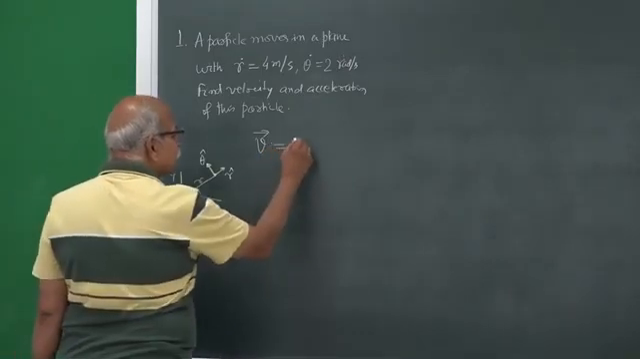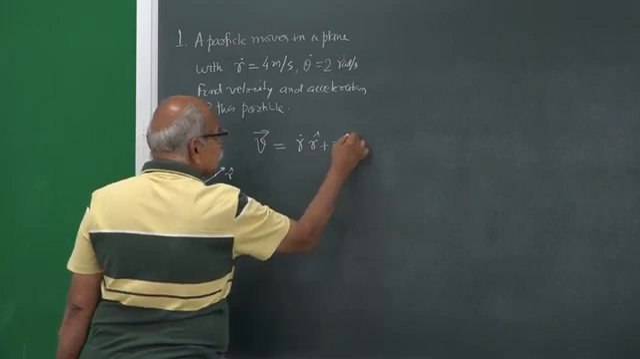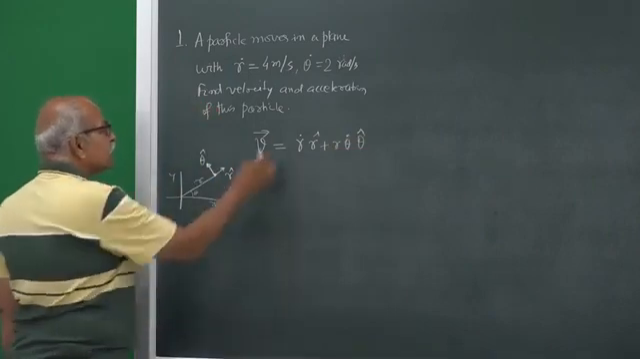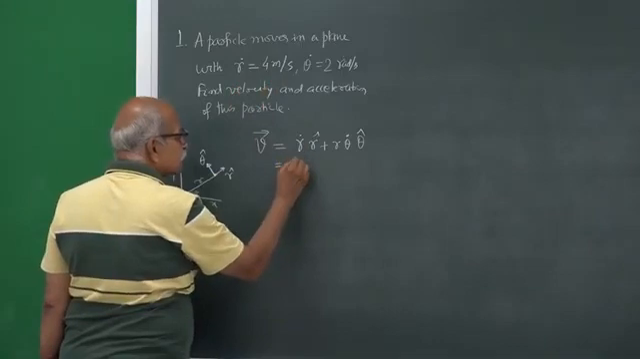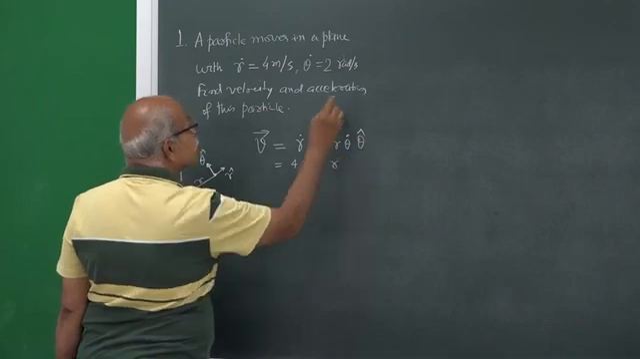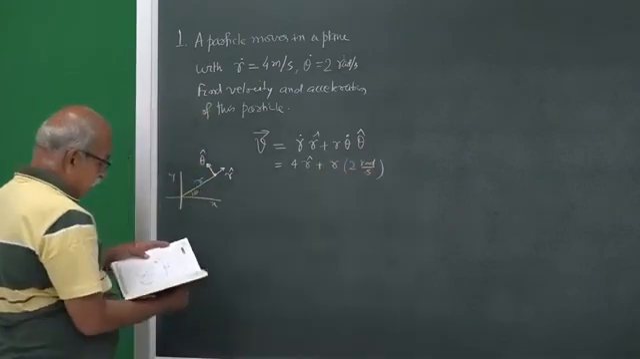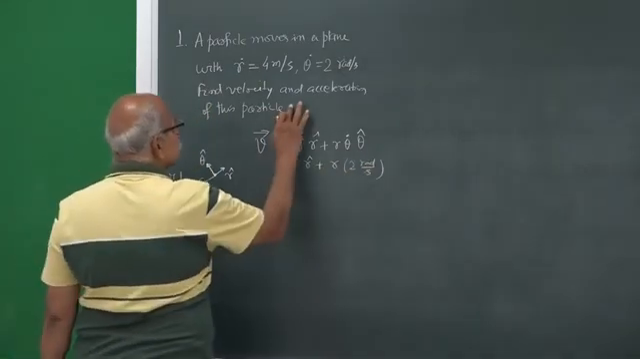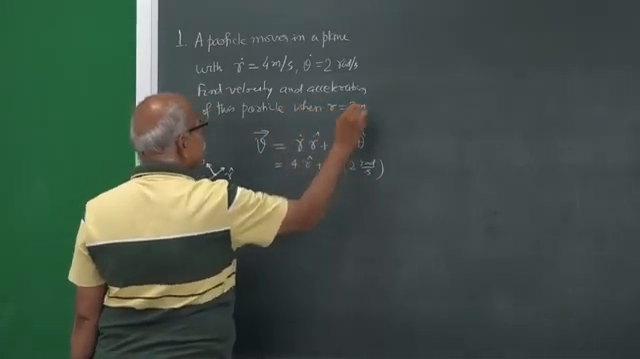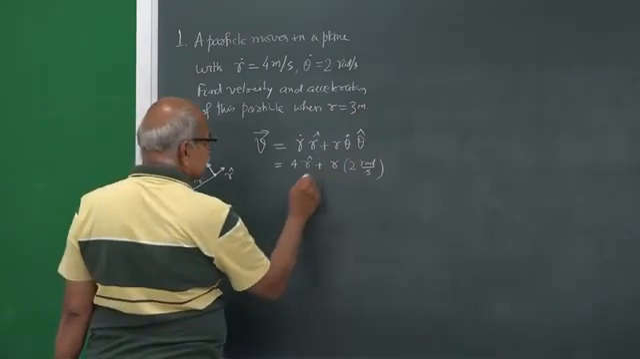So, v is equal to r dot r cap plus r theta dot theta cap. That is the expression for velocity, and r dot is given here as 4 meter per second, and theta dot is given as 2 radian per second, when r is 3 meters. That is also in the question: find the velocity and acceleration of this particle when r is 3 meters. So, you can put this 3 here.